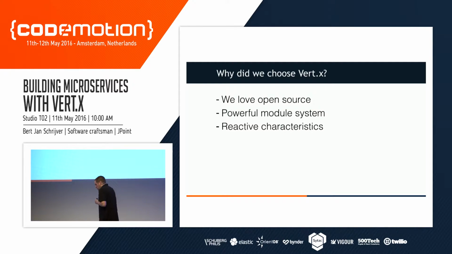And we also chose Vert.x because of the reactive characteristics. We did this like 3 years ago. I'm not sure whether microservices were coined as a term by then. It wasn't a reason for us to choose Vert.x. We chose it because of its reactive characteristics. Who's ever heard of reactive programming? All right, so most of you.